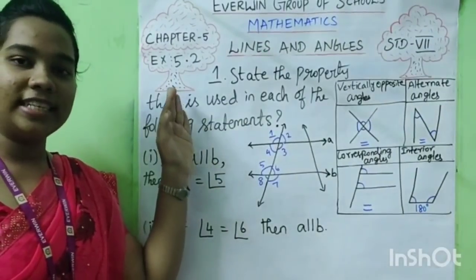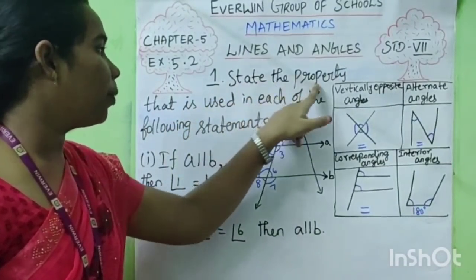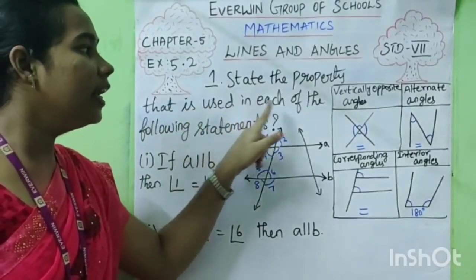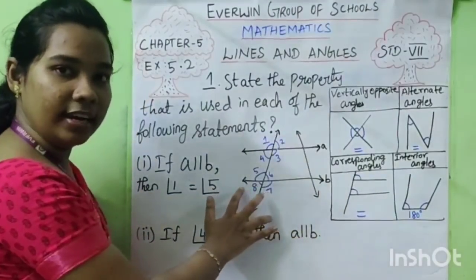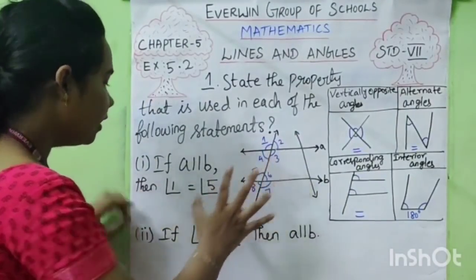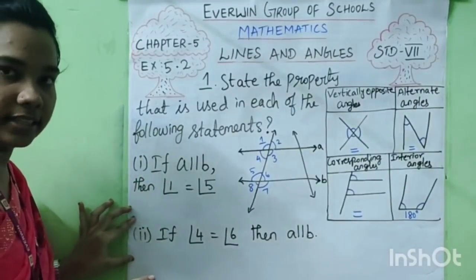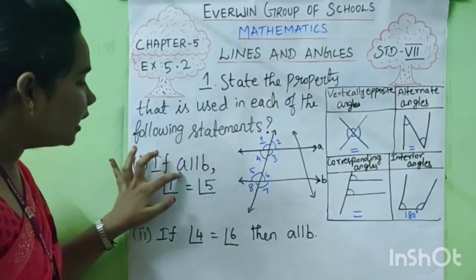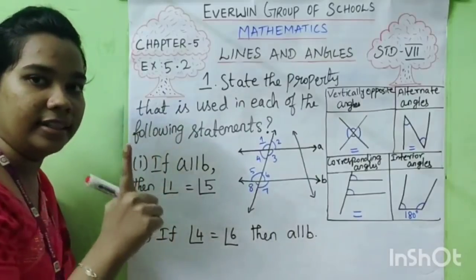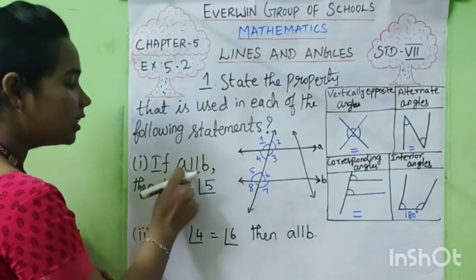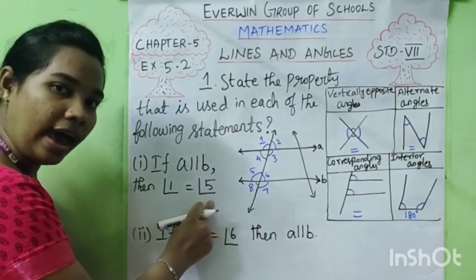Now let us move on to exercise 5.2, children. First question. State the property that is used in each of the following statements. This is the figure they have given in the question. Okay. So this is the figure and 3 subdivisions are there. So first 2 subdivisions, let us see. Okay. If A is parallel to B, then angle 1 is equal to angle 5.